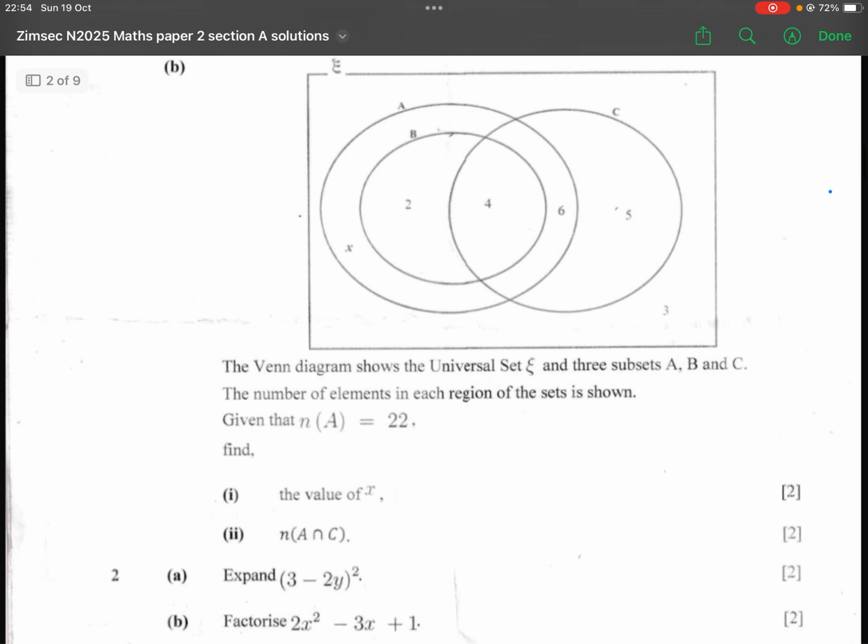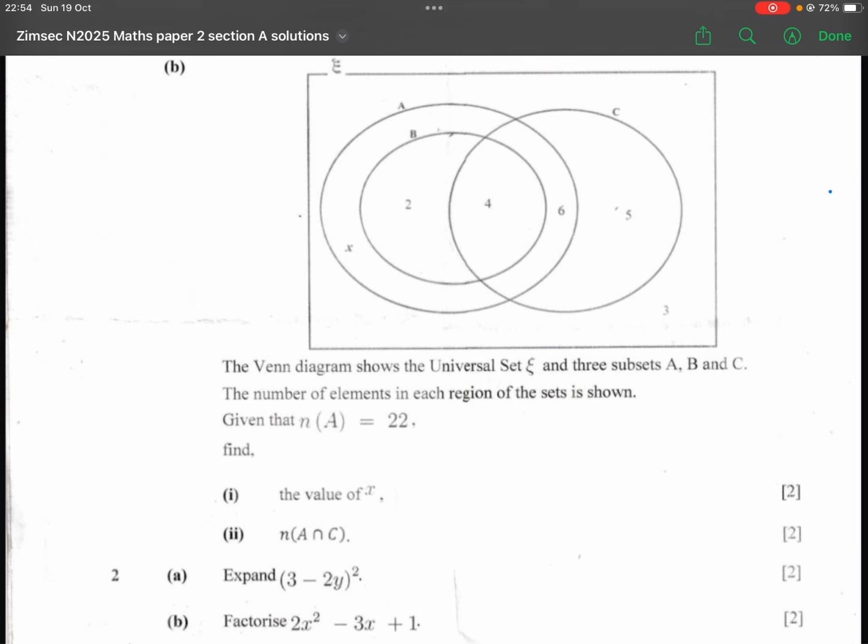So let us go back to the question. We are saying everything in set A, it is supposed to give us 22. So we say x plus 2 plus 4 plus 6 is equal to 22. And then we make x the subject of formula. We are going to get our x is 10.